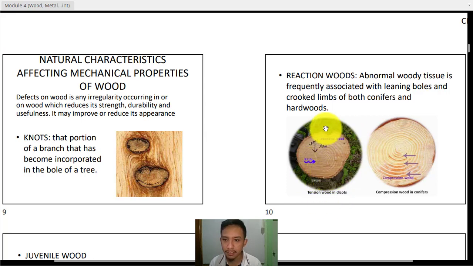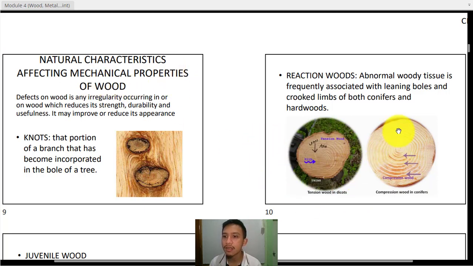So you will expect that the type of this reaction wood depends on the type of the wood, of course. Okay, so this is true for dicots, and this is true for conifers. If that leans towards this, then it will form what we call compression wood. And if it is this type of wood, leaning towards this direction, tension wood will be formed. Okay, so that is the different formation of reaction woods in these different types of trees. So that will also affect the mechanical property. Why is it affecting the mechanical property?